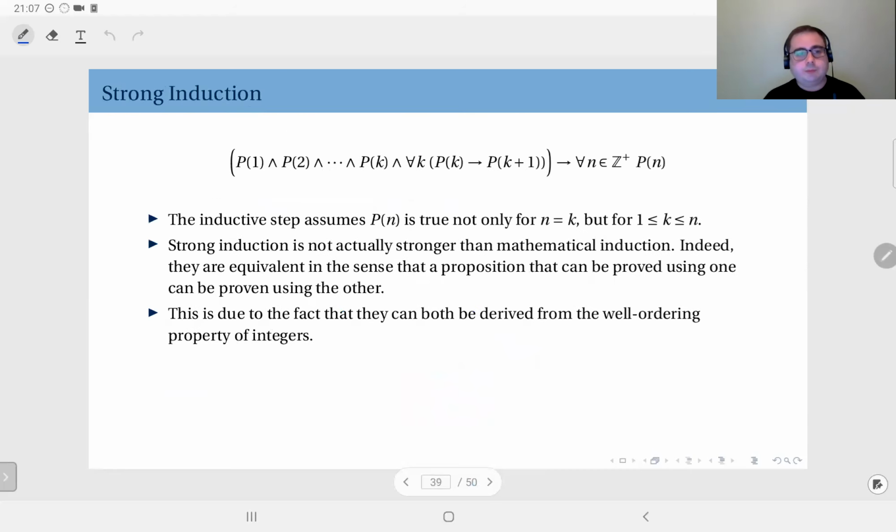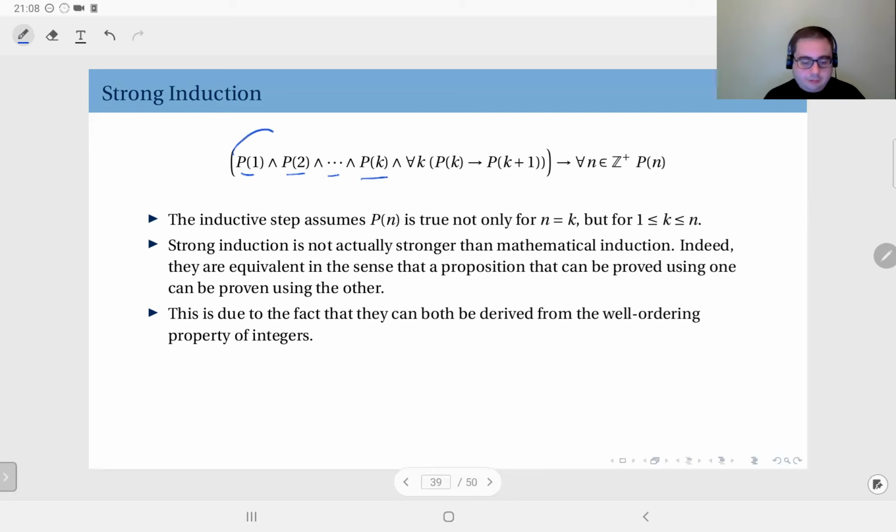Okay, another very important concept we are going to talk about is called strong induction. And this is sort of an alternative formulation of induction. Its statement is different, but we will see that it's equivalent. So the statement here is P1 and P2 and P3 and up to Pk, whatever k is.